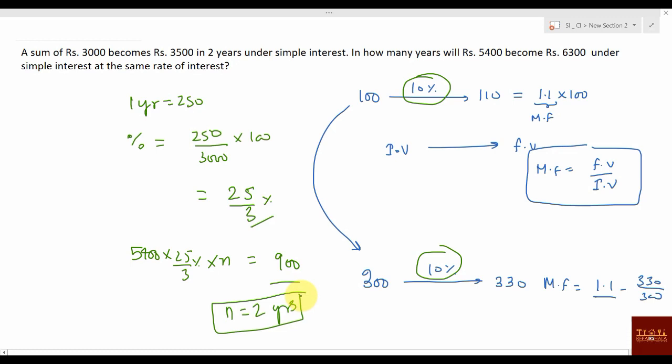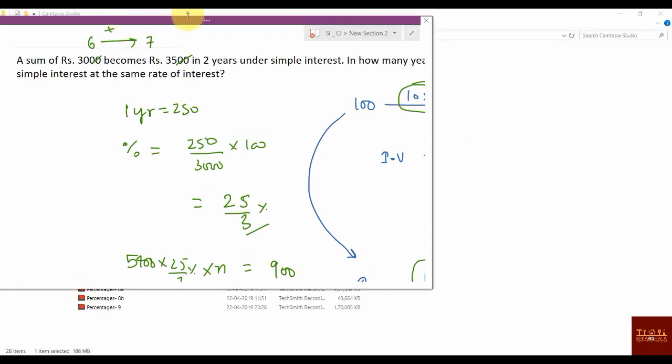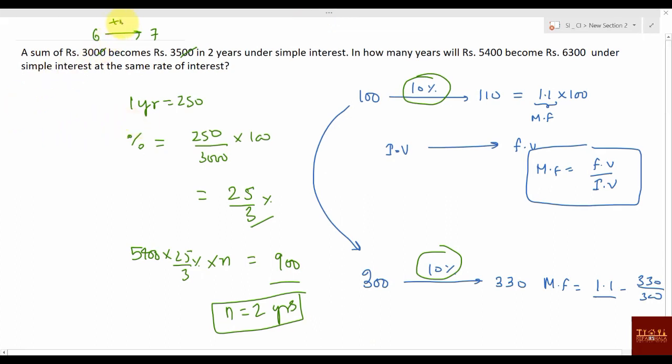Okay. But if you have common sense and you have basic understanding of percentages, you don't have to even solve this question. Look properly what I'm doing. What I'm asking you to observe, 3000 is becoming 3500. Can I say that 30 is becoming 35? Yes, ratio. Or you can say 6 is becoming 7. How much change is happening? You can say plus 1 by 6. Right? Plus 1 by 6.